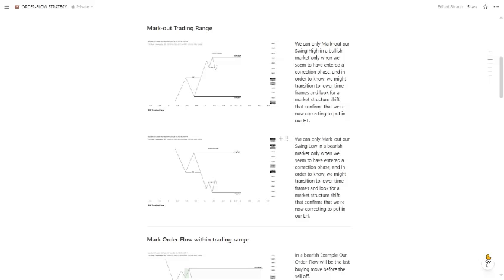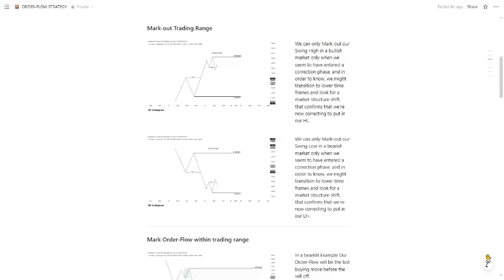We can only mark out our swing low in a bearish market when we seem to have entered a correction phase, and in order to know, we might transition to lower time frames and look for a market structure shift that confirms that price is now correcting to put in our lower high.